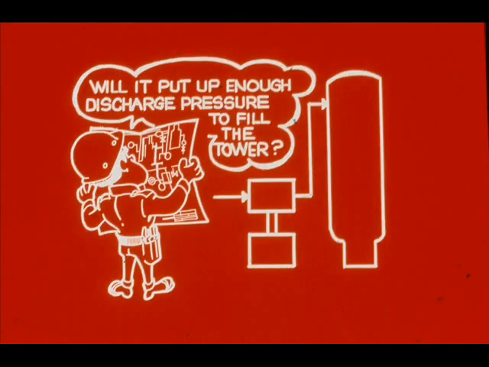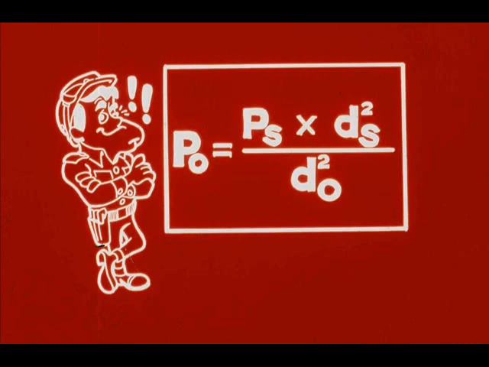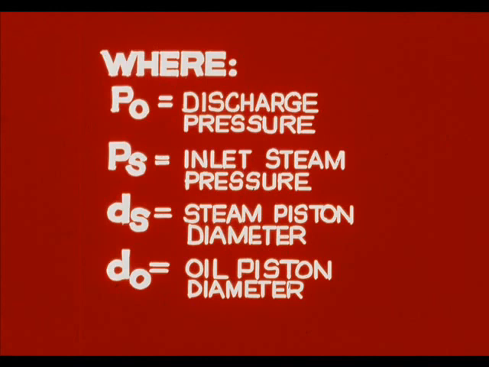In some cases, your concern may be whether the pump will put up enough discharge pressure. You can calculate the discharge pressure by the formula P_O = P_S × D_S² / D_O², where P_O equals discharge pressure, P_S equals inlet steam pressure, D_S equals the steam piston diameter, and D_O equals the oil piston diameter.